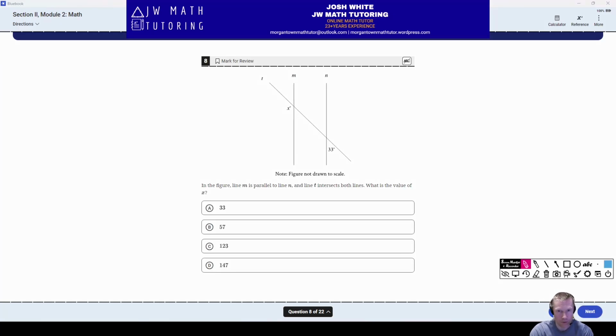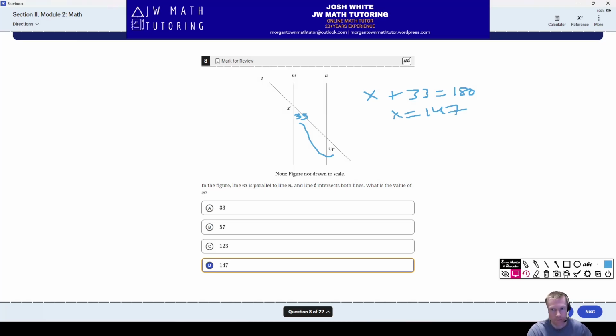All right, next up, here we have two parallel lines. What is the value of x going to be here? So there's multiple ways you could think about this. You could note that this angle and this angle are corresponding, therefore they will be congruent. And then you could say x plus 33 equals 180 because they form a straight line. So they're basically a linear pair. So x is going to be 147. Correct answer is letter D.